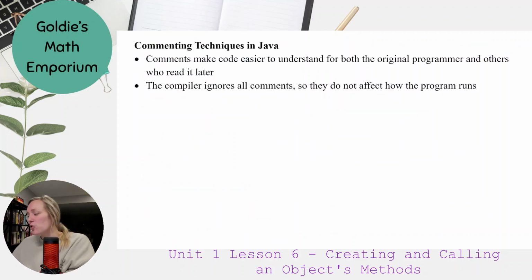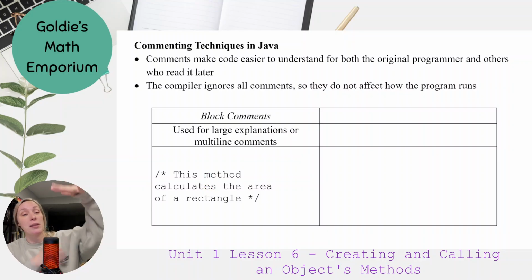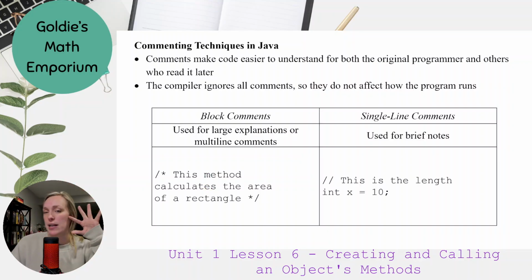We have reached almost the end of our video. I want to just briefly talk about commenting techniques in Java. So we've talked about how comments just make it easier for yourself as well as other programmers to read, and how the compiler ignores all comments. We have our block comments that are used for longer explanations, and then we have single line comments, used for brief notes. Most of us have used just the single line comments up to this point.